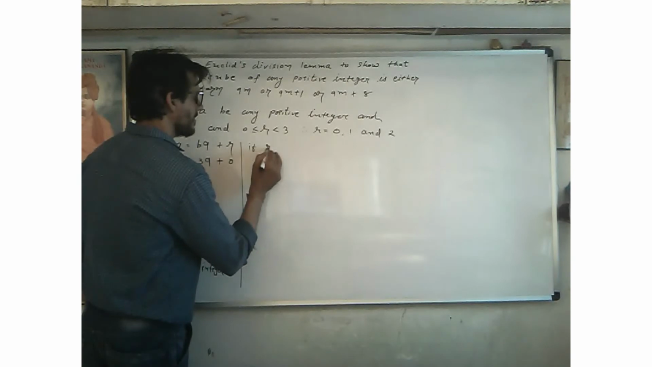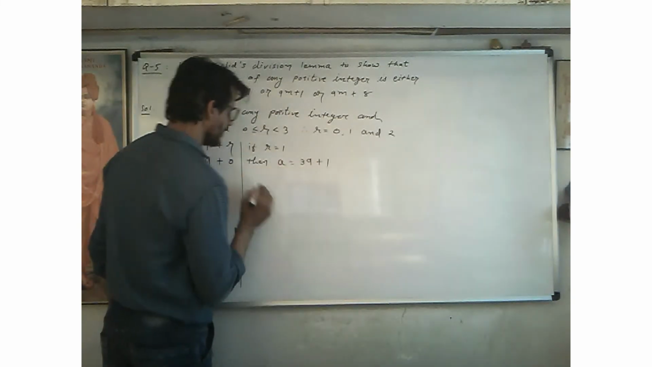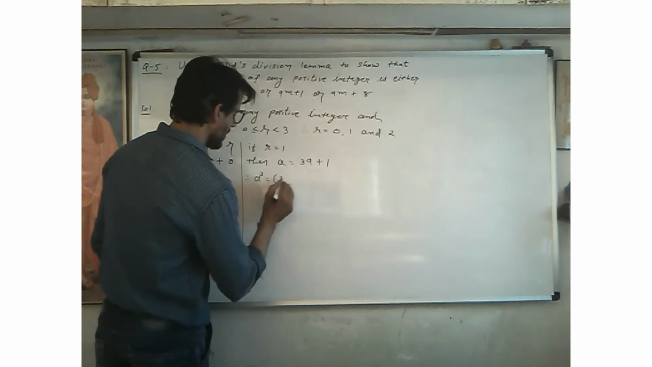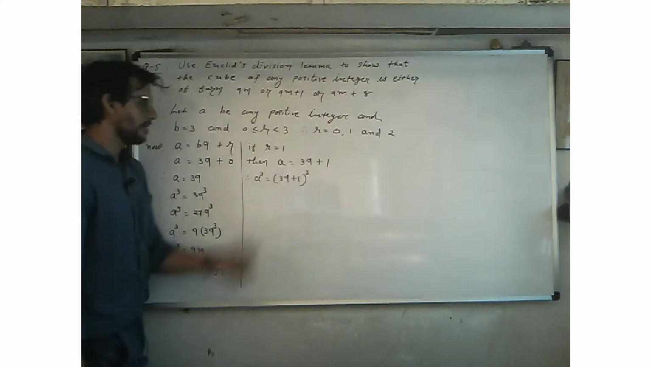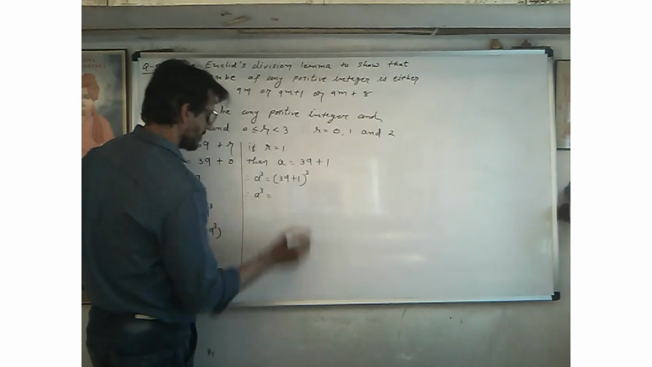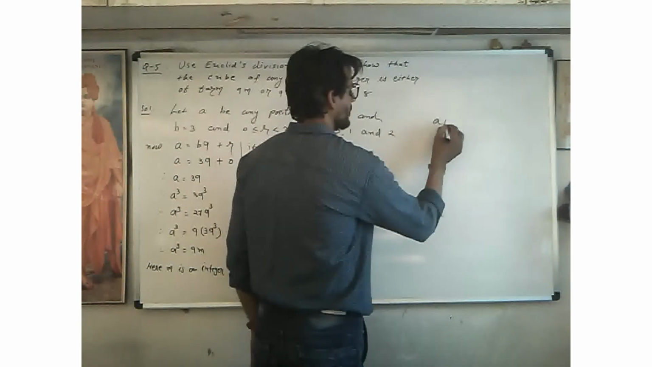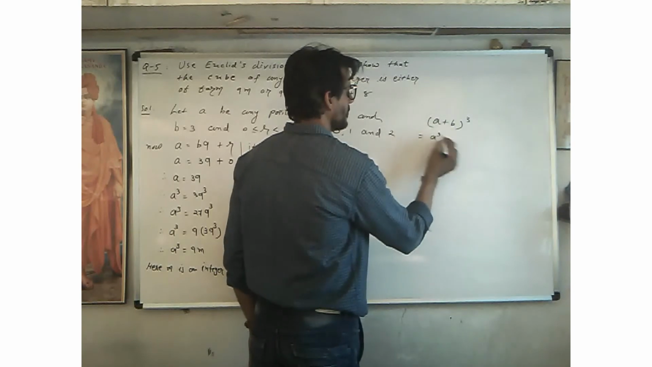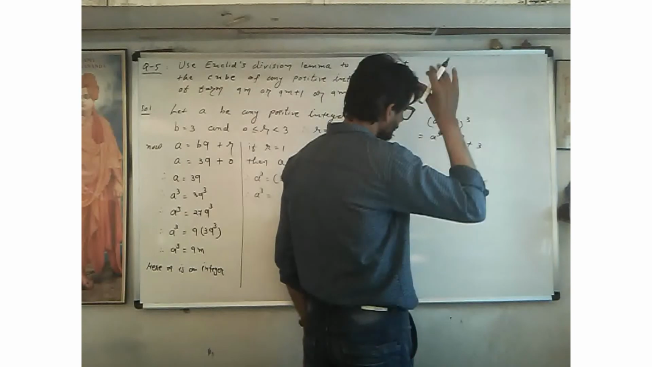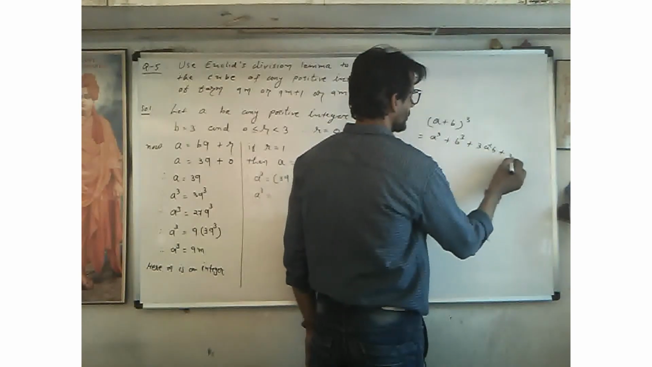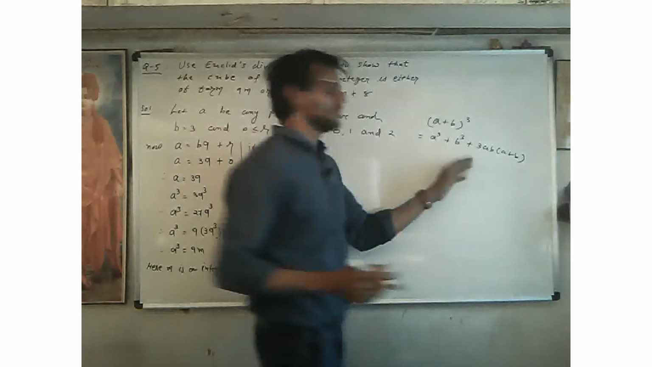If r is equal to 1, then a is equal to 3q plus 1. Then a cube is (3q plus 1) cube. As per the question, cube both sides. Now a cube is equal to, expand this step. How? (a plus b) cube, according to this formula, a cube plus b cube plus 3a square b plus 3ab square. That means 3ab will be common here, in bracket a plus b. Okay, this is the formula, and put the value.